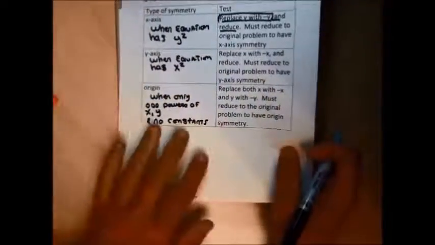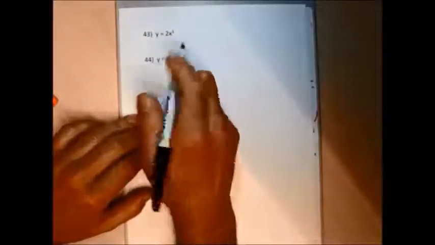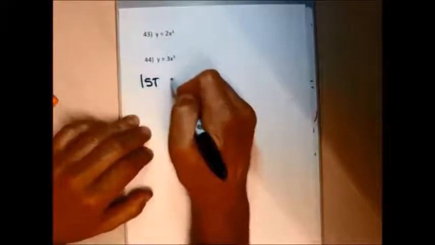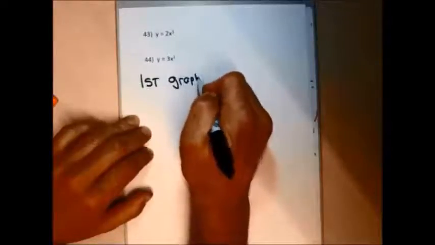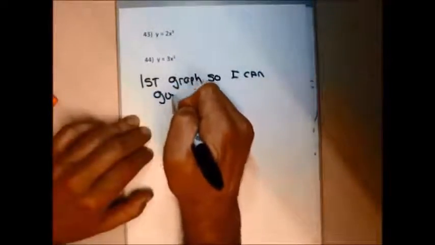When I look at problem 44, the y has an odd power, the x has an odd power, and there's no numbers that aren't part of it, like a plus 7. It's not like y equals 3x cubed plus 7. I would guess when there's only odd powers of x and y and no constants that it probably has origin symmetry, and I'm going to try to see if it has origin symmetry. So I don't need to do any algebra to solve it for y. So first, I'm going to graph so I can guess at the symmetry.